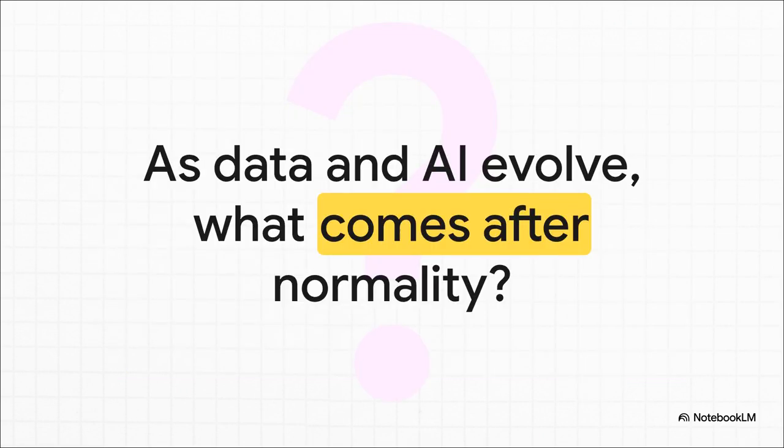And that leaves us with a final question to chew on. As our data gets more complex and our AI models get smarter, we have to ask, what comes after normality? The future is pointing towards things like Bayesian methods and neural networks that might not need to rely on these old assumptions at all. It's a really exciting frontier, and it's where the whole field is headed next.